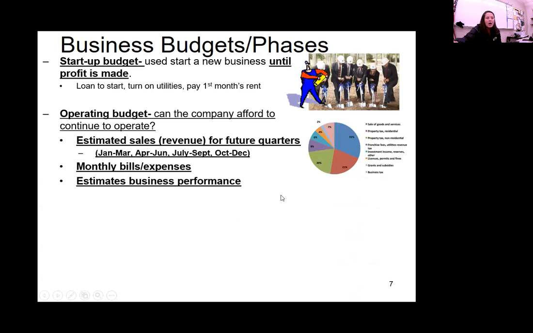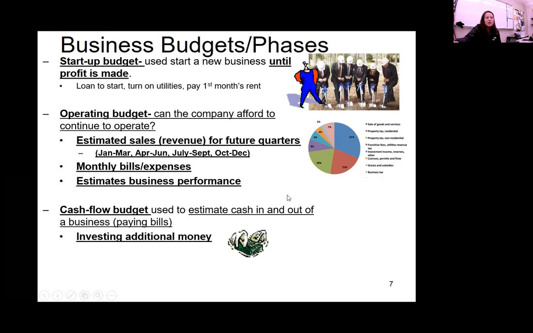The second is your operating budget. After you've spent your startup budget, hopefully you're starting to make money. That money that your business is making, you're going to use to pay your monthly expenses, to pay your monthly bills. So to keep your business operating from month to month, to pay your light bill, to pay your phone bill, to pay your employees, to buy new inventory, to buy new equipment, that's called your operating budget. It's just money that you use from your business to keep your business running.